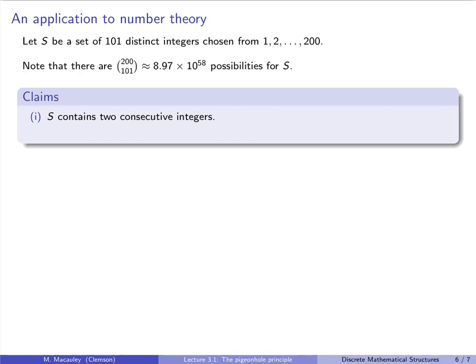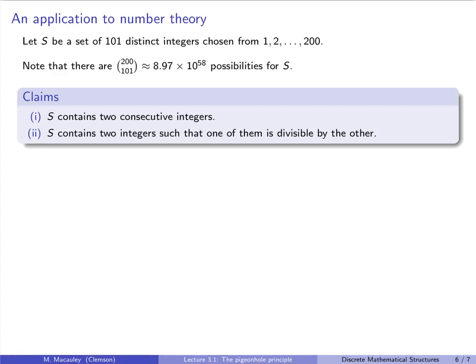I claim 2 things. First of all, the set S contains 2 consecutive integers. That seems reasonable, because again, I have more than half of the elements taken, so it seems like at some point you got to have 2 in a row. But less obvious is the next one. S contains 2 integers such that one of them is divisible by the other. Now this is something that we will study in more detail, divisibility, in a few lectures, but it's also something that we all learned in grade school, so I don't think I need to define it to be able to use it in this lecture, to at least speak of it.